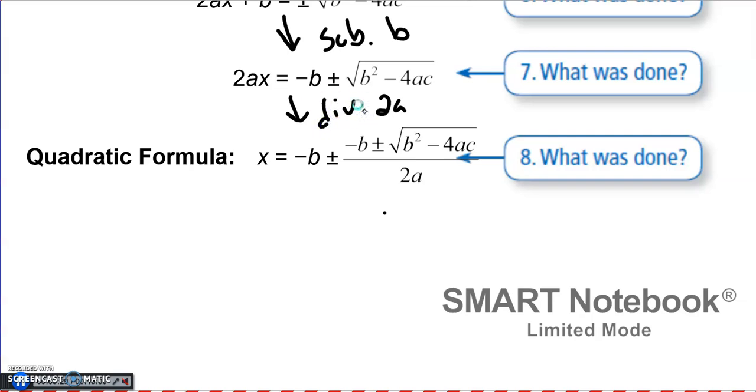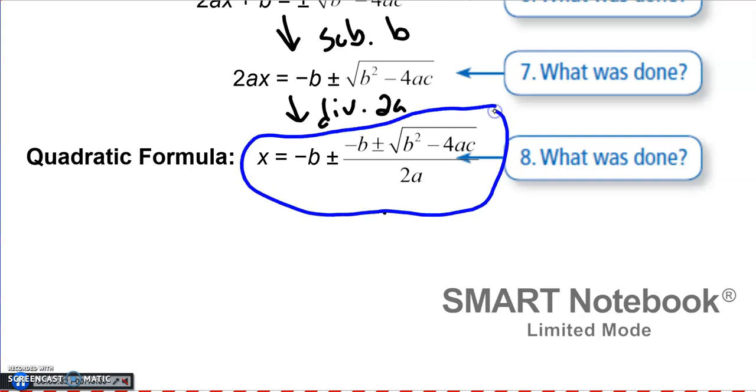And now we get this beautiful formula, which is called the quadratic formula. X is equal to negative b plus or minus, now all fraction, negative b plus or minus the square root of b squared minus 4ac, and that's all over 2a.